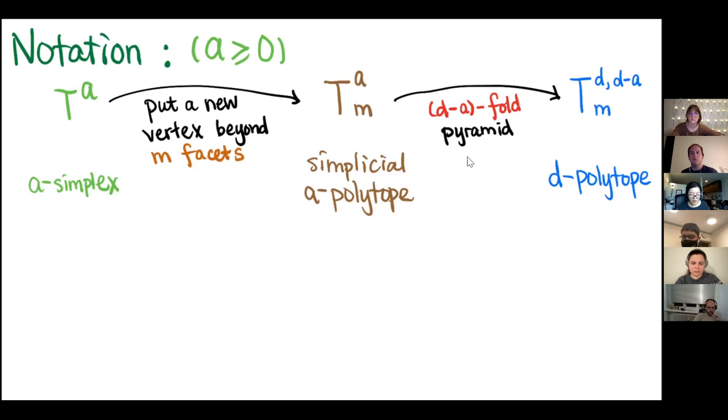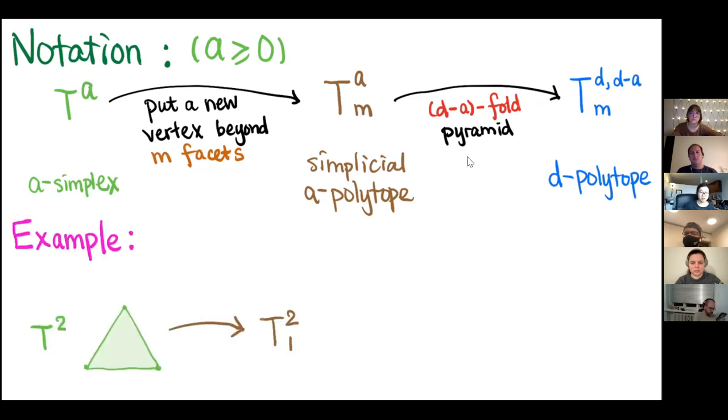So here, yeah, there are many parts in this notation. In the superscript, d means the dimension, and then d minus 8 denotes the number of pyramid operations that you take, and m denotes how many facets of the simplex your new vertex is beyond in the first step.